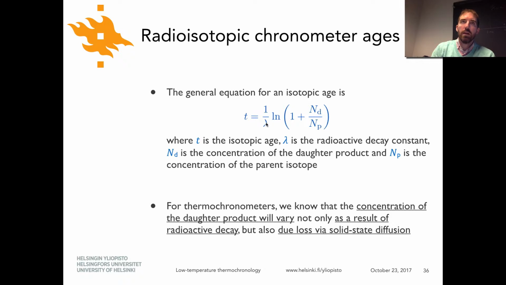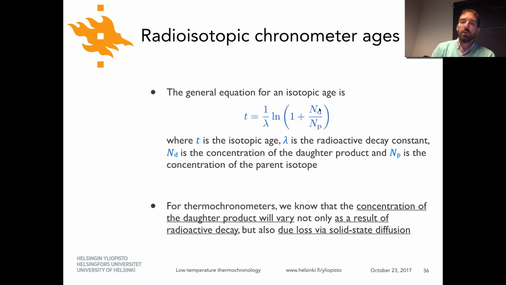So this is related to the half-life, but it's not the half-life. But that's basically a parameter that would be known for the isotope that's decaying. And then the ratio of the daughter product to the parent isotope. If you combine these things, we can measure the daughter product, we can measure the parent isotope. If we know the decay constant, we can find the age.